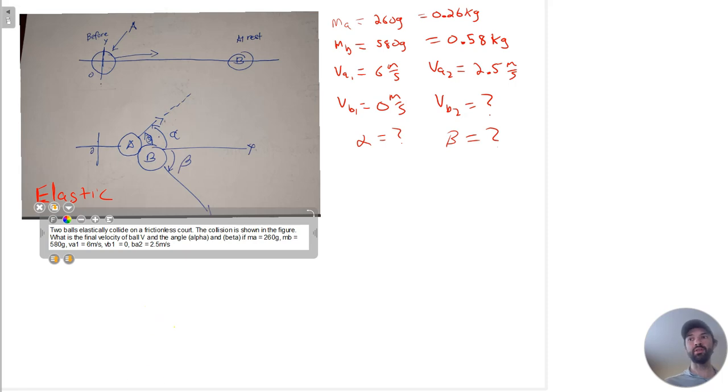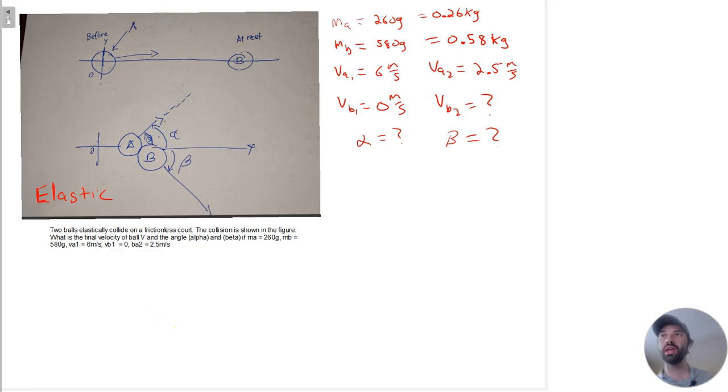All right, today we are solving a conservation of momentum problem, and we are also solving a conservation of kinetic energy problem because we are told that there is an elastic collision. Elastic means kinetic energy before is equal to kinetic energy after. So this ball is moving. It hits another ball that is at rest.